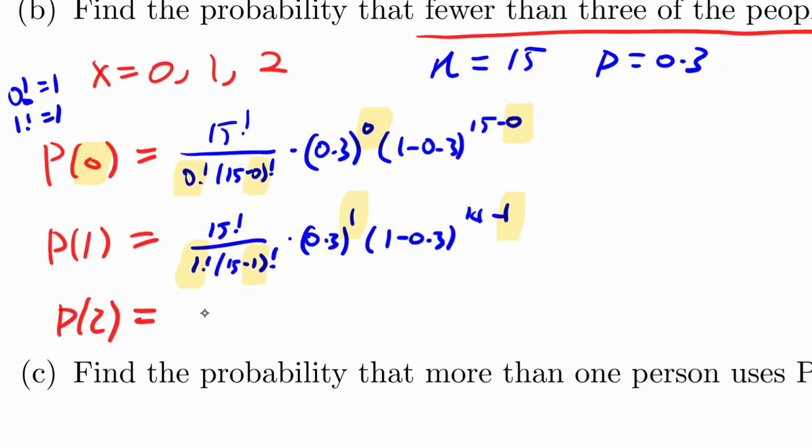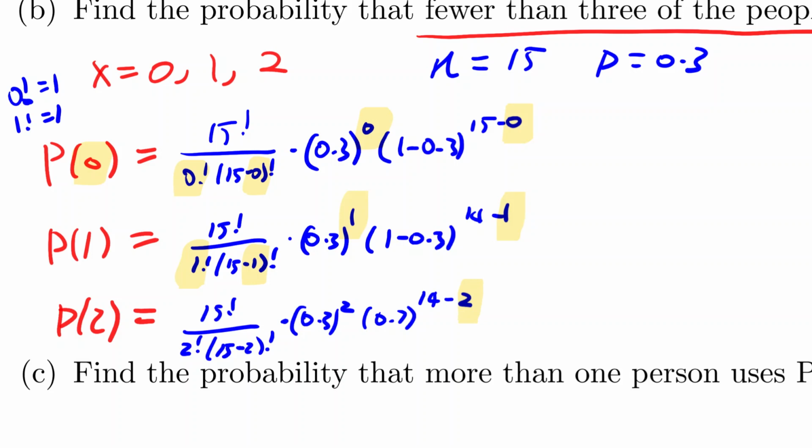Lastly, probability of 2 is 15 factorial over 2 factorial times (15 minus 2) factorial, times 0.3 to the power of 2, times 0.7 to the power of (14 minus 2).